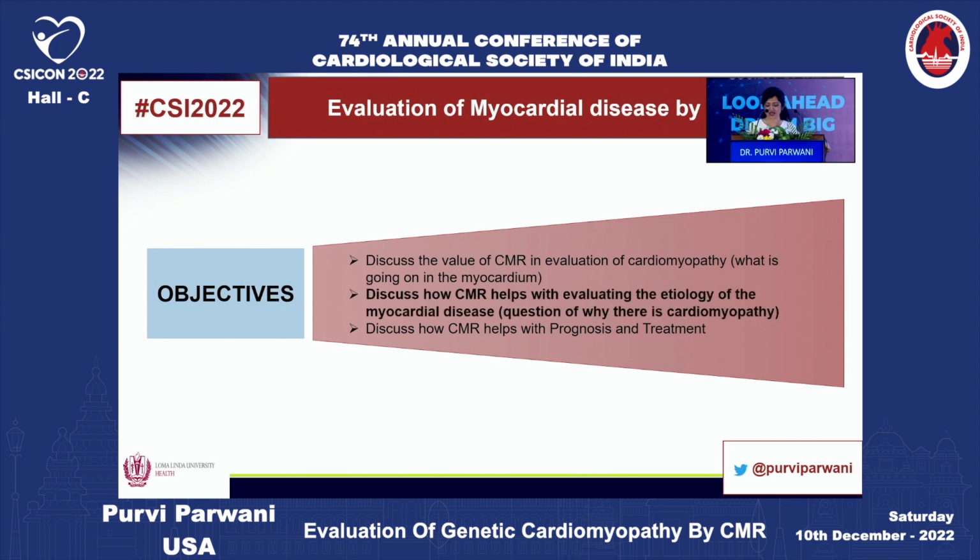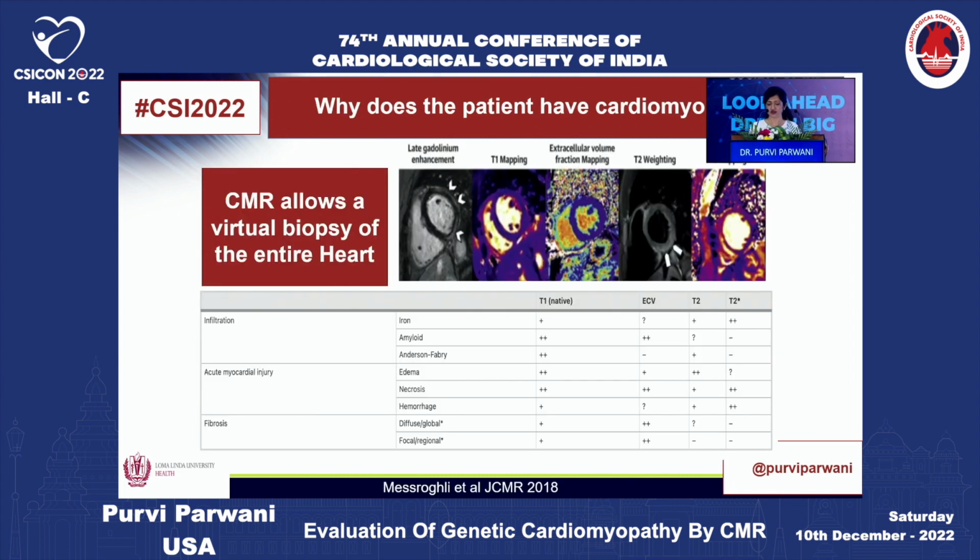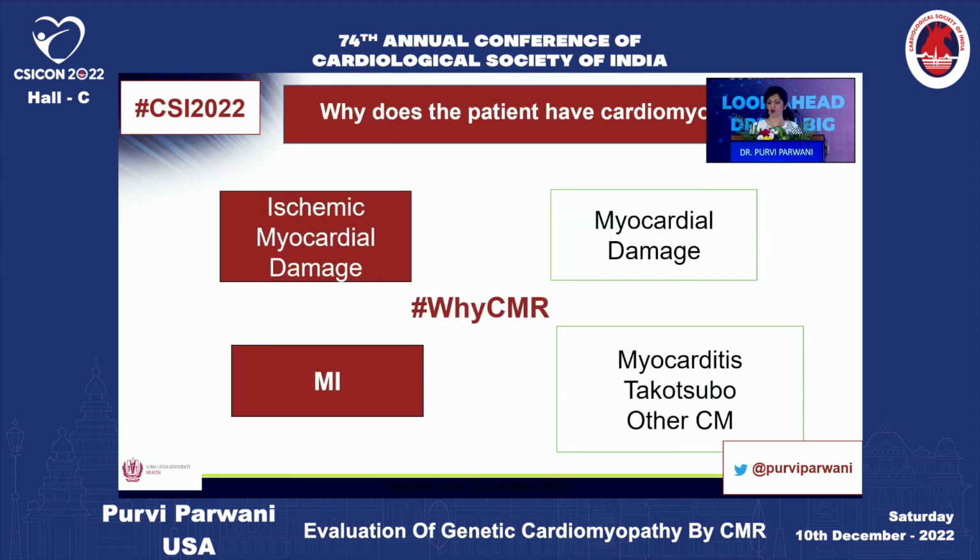Going on next, we are going to speak about how it helps with the etiology of myocardial disease, why there is a cardiomyopathy once you have determined with LVEF that there is a cardiomyopathy. So of course, CMR serves as the virtual biopsy of the entire heart, and this can be done effectively using different sequences within the MRI, which is T1 mapping, T2 mapping, a measure called extracellular volume measurement, and then finally the late gadolinium enhancement. So with various patterns specific to various diseases, you can identify what exactly is the cardiomyopathy going on.